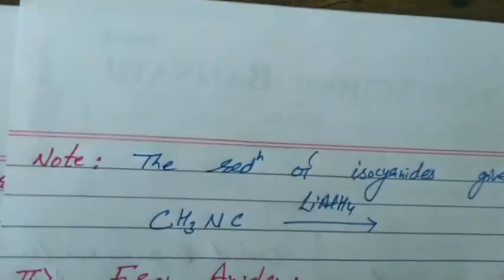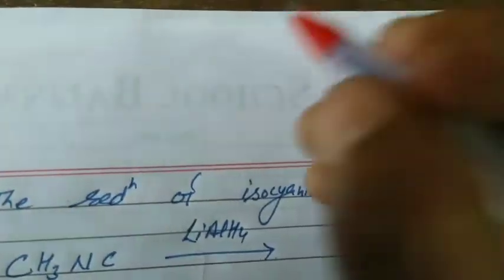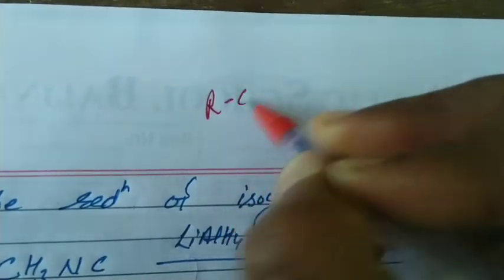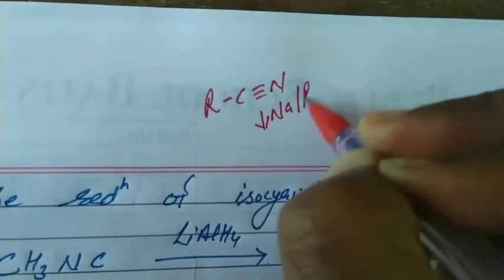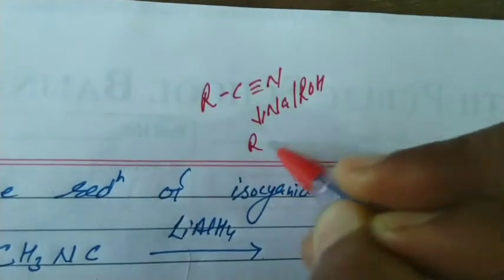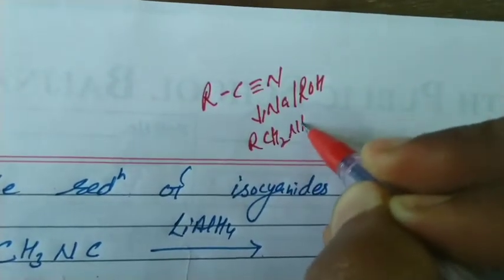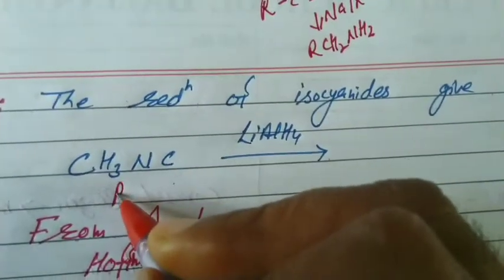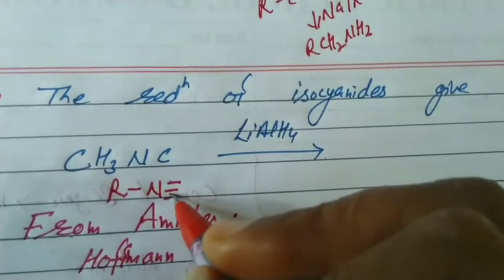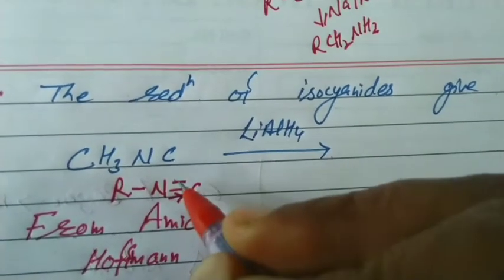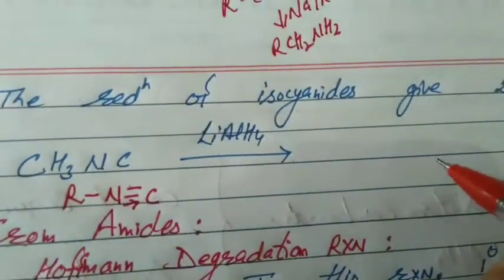Students, if we reduce isocyanides, then we get 2 degree amines. If we reduce cyanides, we get 1 degree amine, with sodium and alcohol, RCH2NH2. But here it is an isocyanide, RNC. It is an ambidentate nucleophile, cyanide and isocyanide, with 2 covalent bonds and 1 coordinate bond. Friends, what will happen? Same.